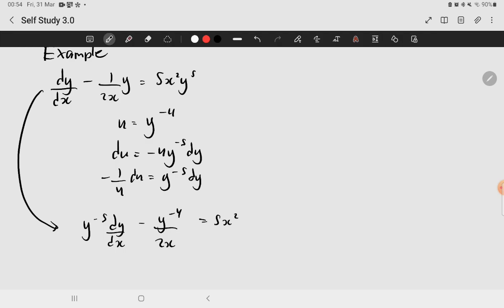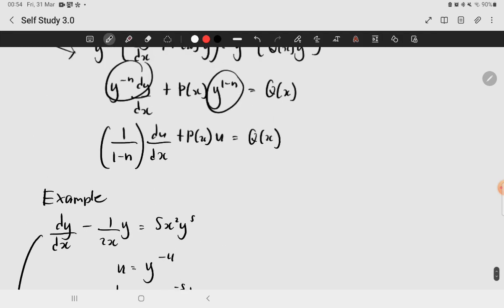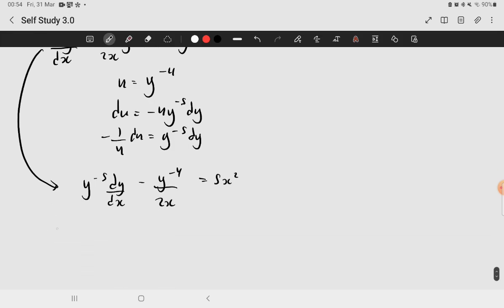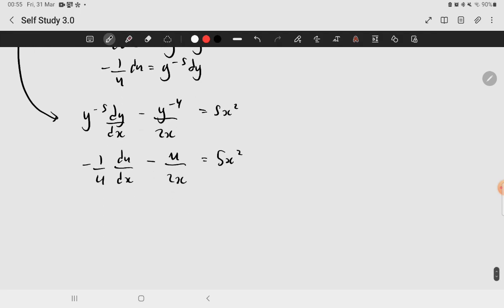So from here, as I showed you before, we obtain negative 1 over 4 du/dx minus u over 2x is equal to 5. Sorry if my writing is a bit confusing between u and 4, but I assure you the denominator here is u. I want to get rid of that term, therefore I multiply both sides by negative 4, and I obtain plus 2 over x u is equal to 20x squared.